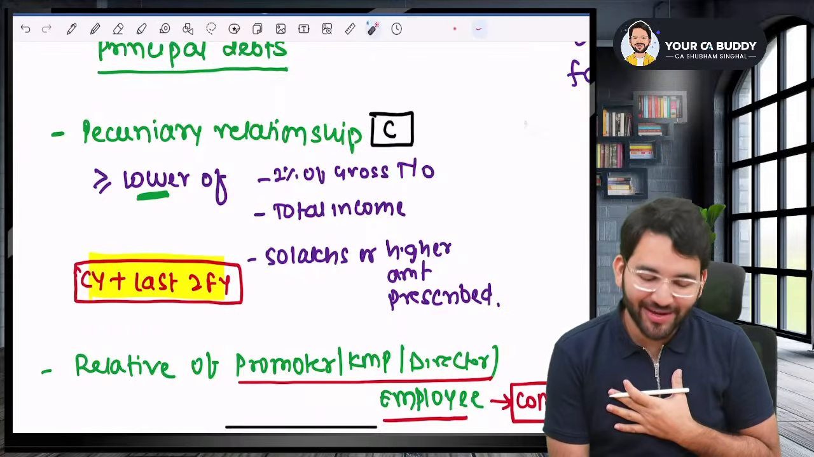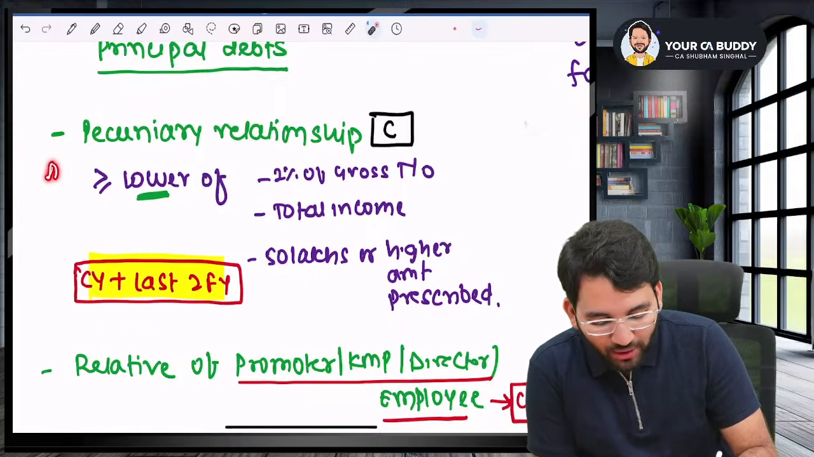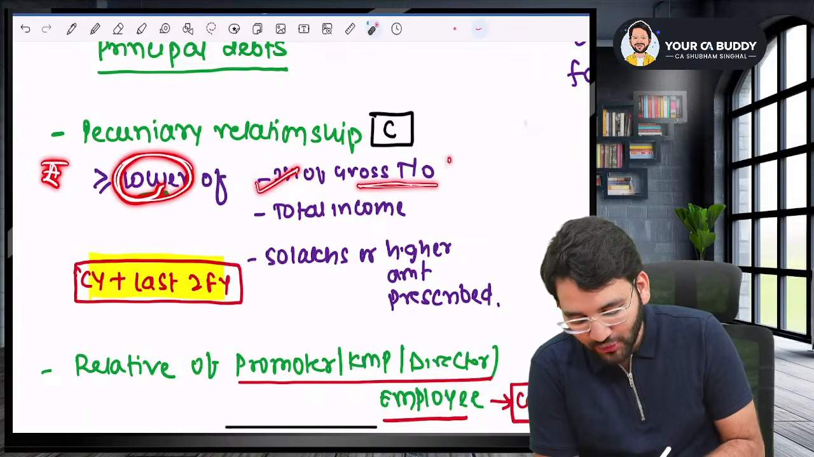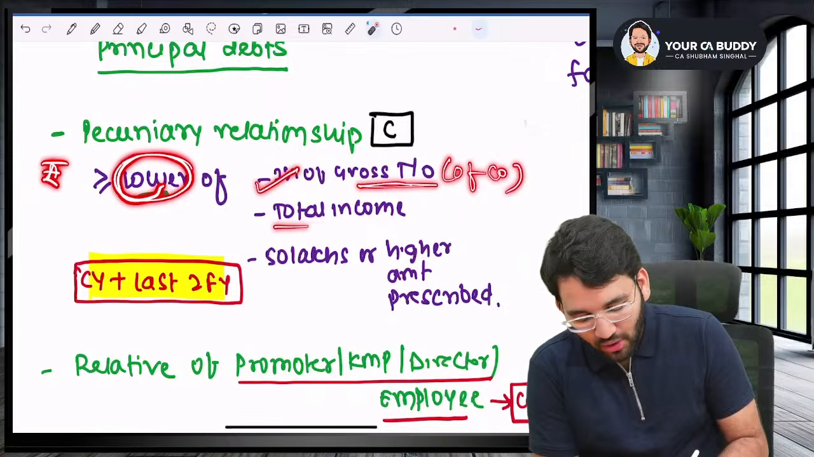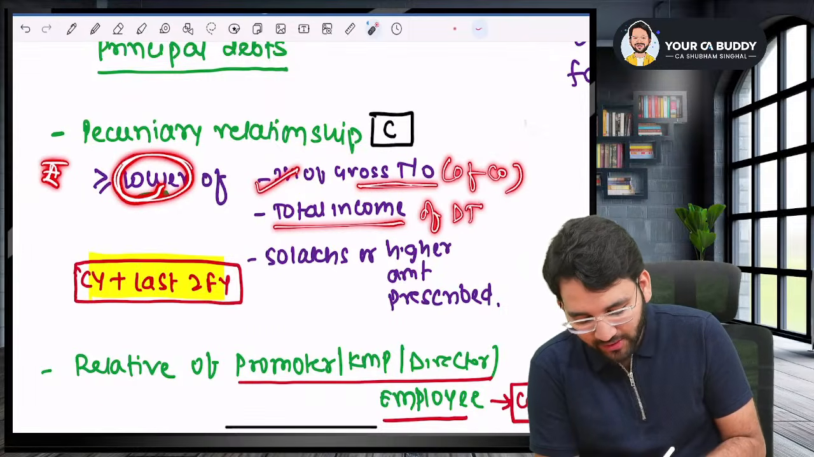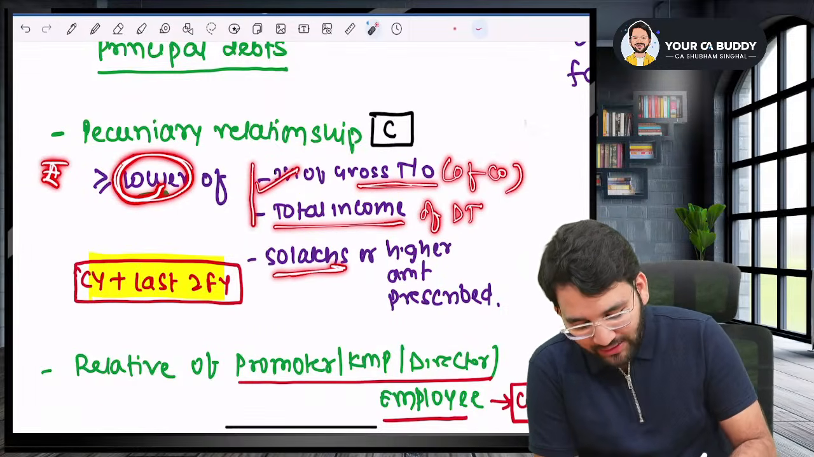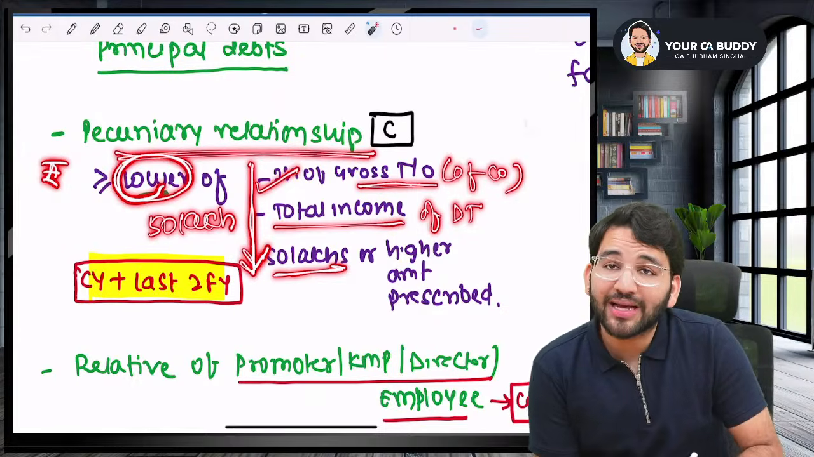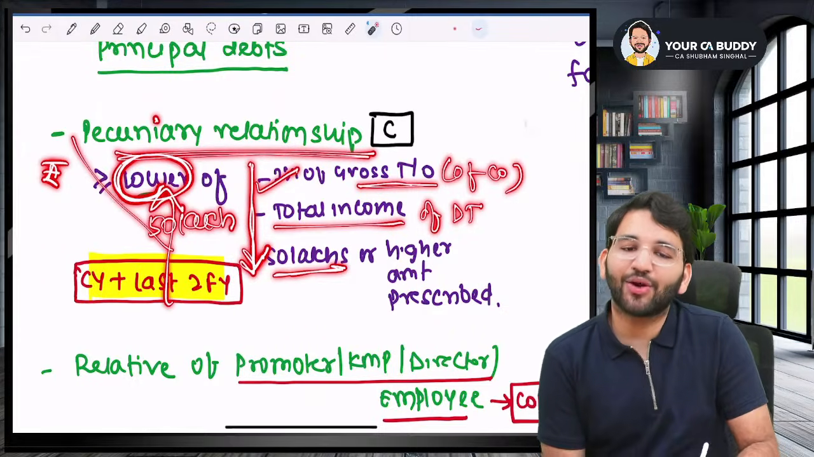We said pecuniary relation is if the amount exceeds the lower of 2% of gross turnover of the company, total income of such debenture trustee, or 50 lakh rupees, whichever is lower. If the lower came, for example, 50 lakh, and if the pecuniary relation, as in monetary relation, exceeds 50 lakh, then you are disqualified.